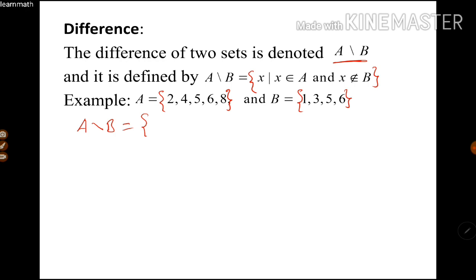Now the element 2 belongs to A but not to B, so we will take 2. Similarly, 4 also belongs to A, not in B. But 5 belongs to the set A and also to the set B, so we should not take the 5. Similarly, 6 also. Now 8 belongs to A only, not in B, so we should take 8 also. This is the set A minus B. Now how to draw the Venn diagram for this A minus B?